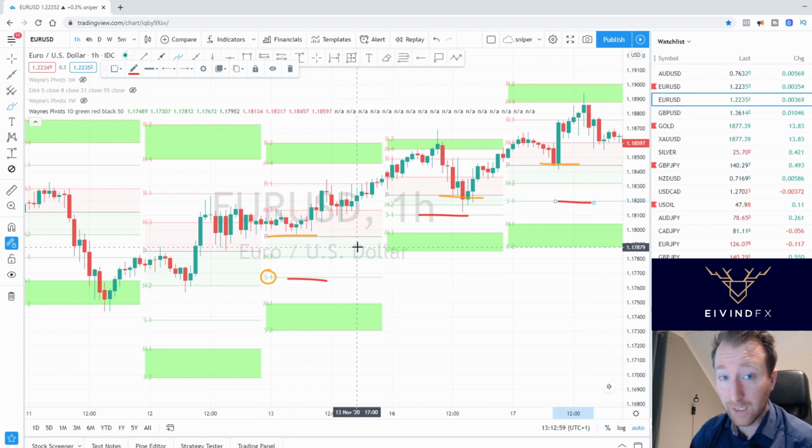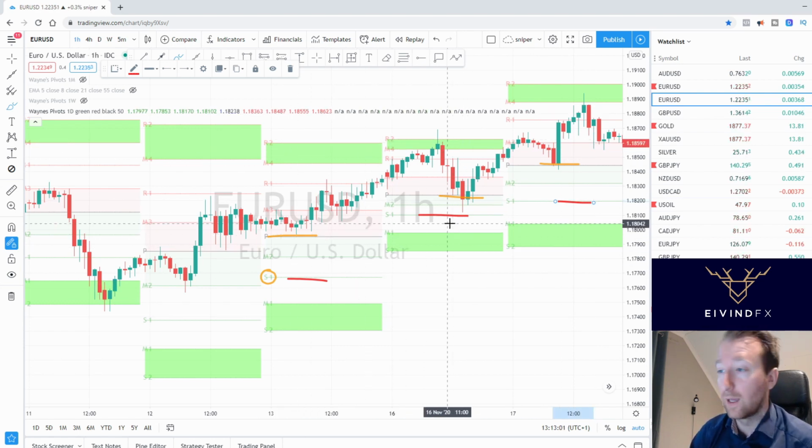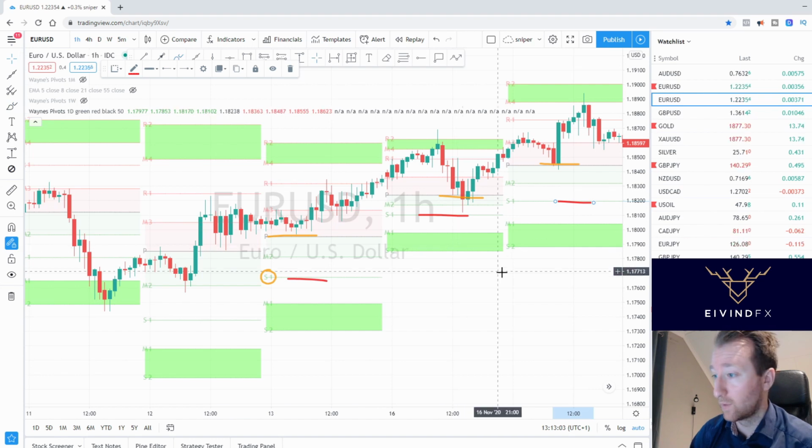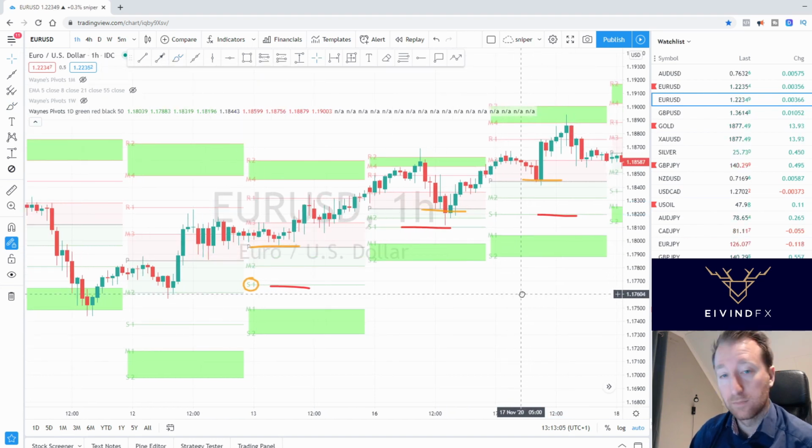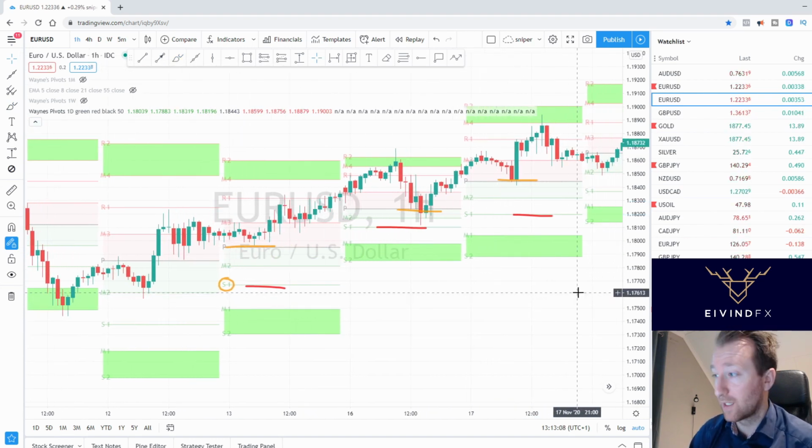These are real trades. I did this in 2020. Then the end of this trend might happen.